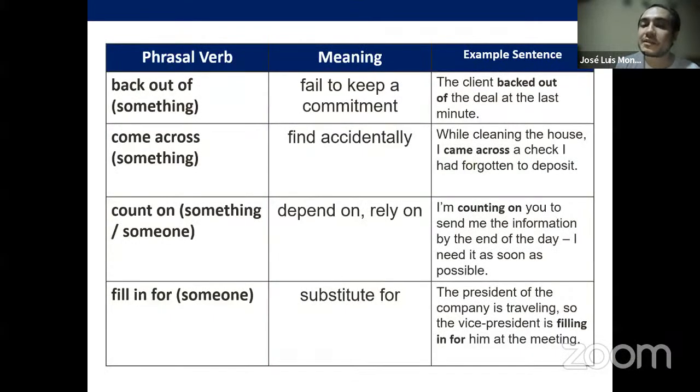For example, these are inseparable phrasal verbs. Remember that to come across means to find something accidentally, right? For example, while I was cleaning the house, I came across a check I had forgotten to deposit. So, what example can you give me, Leandro, to tell me that you came across something in the past and that it was by accident?